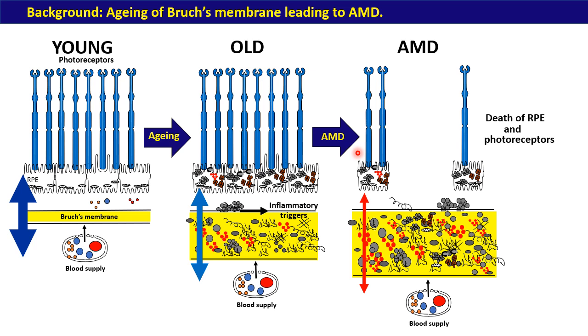Advanced aging associated with AMD severely reduces the delivery of nutrients and removal of toxic waste products, leading to the death of RPE and photoreceptors. For treatment purposes, we need to reverse these aging changes. In order to do so, we must understand why Bruch's thickens with age and identify the nature of the deposits.